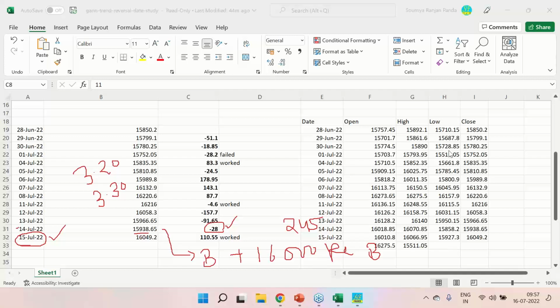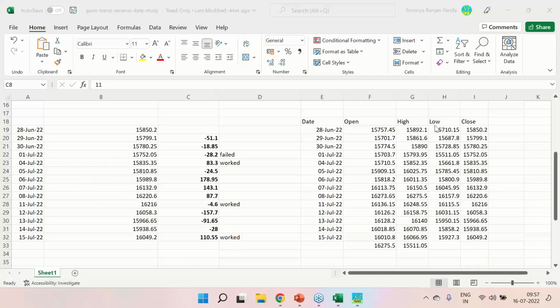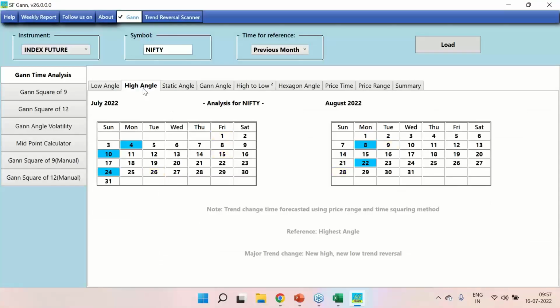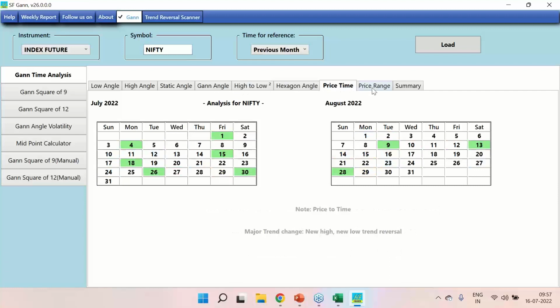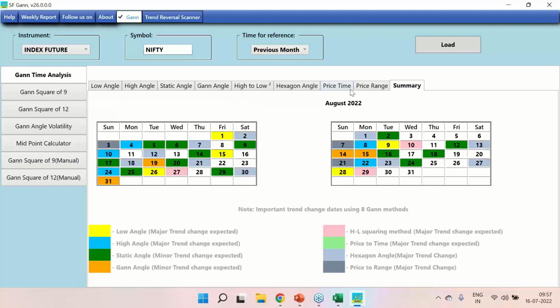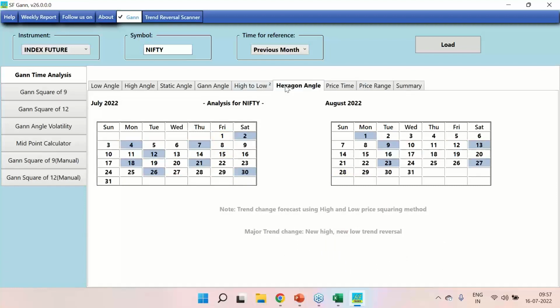So in our software, this is one calculation we have studied. Similarly, we have given low angle and high angle, these two methods you have learned now. The same dates are coming in the software. We have static angle, Gann angle, high low, hexagon, price range. So in summary, all 5-6 Gann methods are broken down.